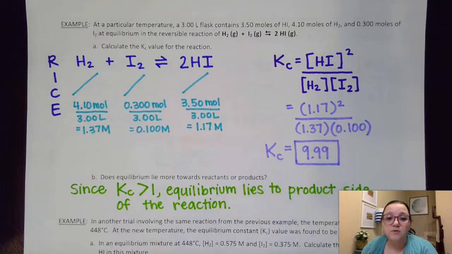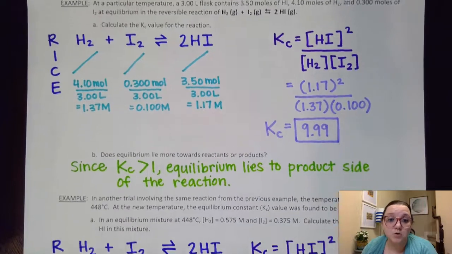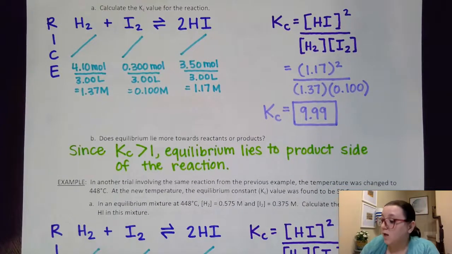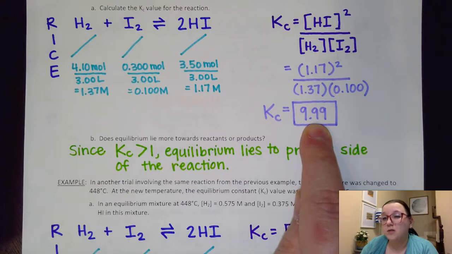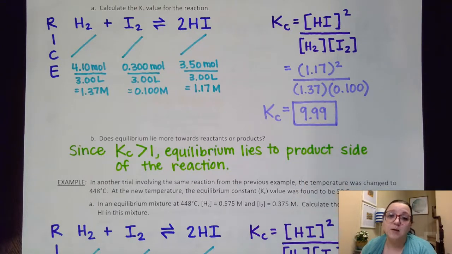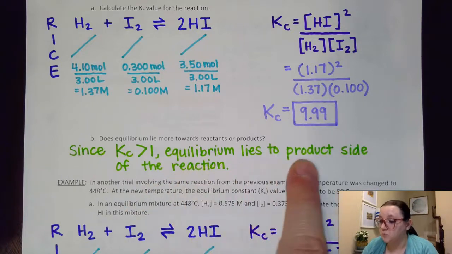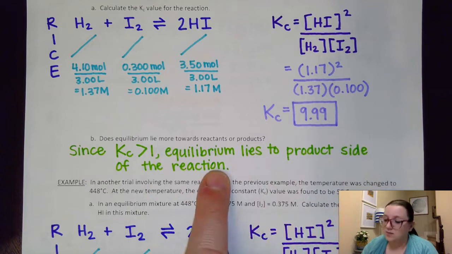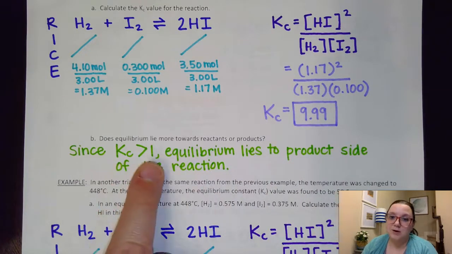The final question for this one asks, does equilibrium lie more towards the reactants or products? Well, I see here that this is greater than 1, so that would indicate I have an abundance of products in comparison to reactants. And so I would say that equilibrium lies to the product side of the reaction because, again, that equilibrium constant is greater than 1.